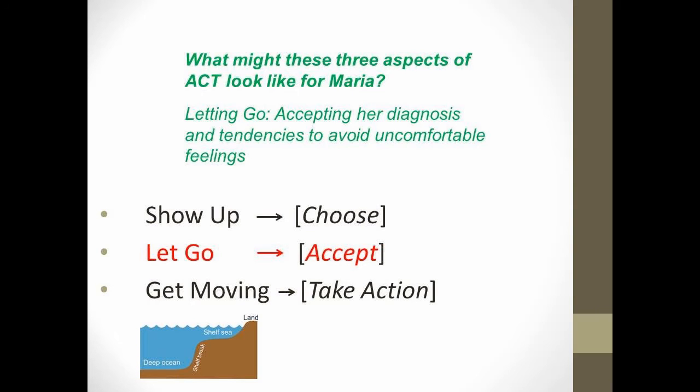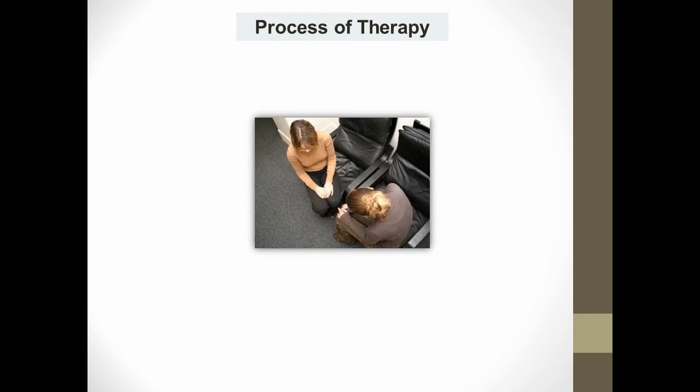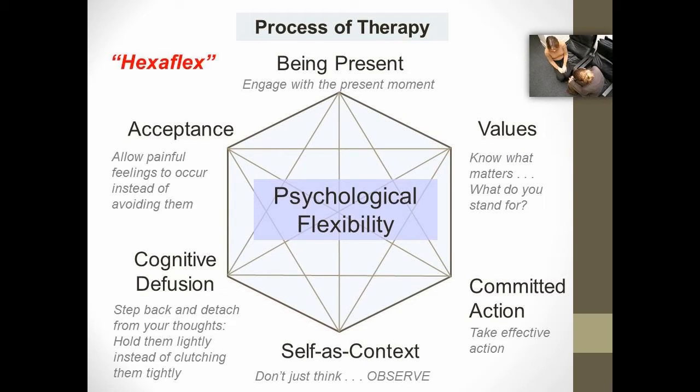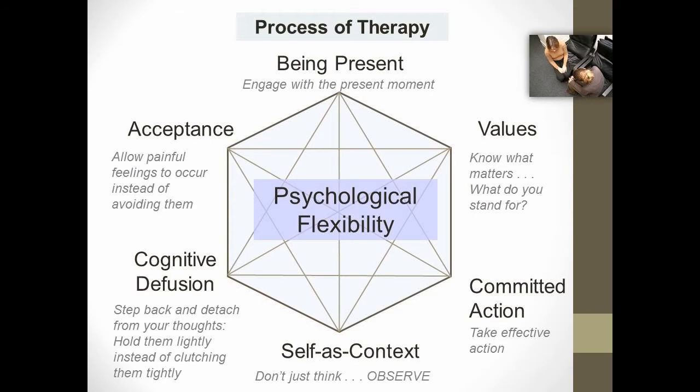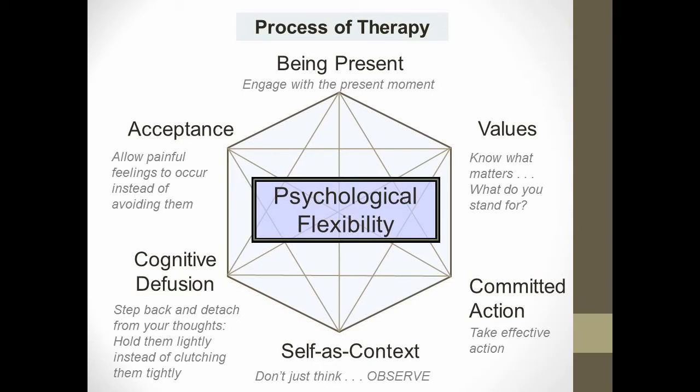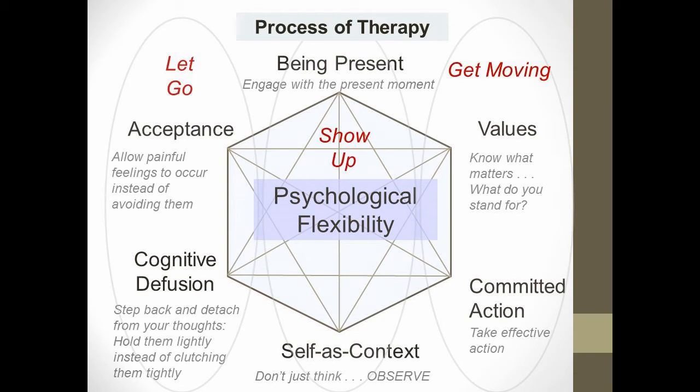Now let's discuss the process of therapy according to ACT. Now this complicated diagram has been called the hexaflex, and though there are easier ways of explaining its contents, it may be helpful to use this model to demonstrate the 6 core therapeutic processes of ACT. As I said earlier, psychological flexibility is at the core, which is broken up into 3 sections: show up, let go, get moving, in the following way.